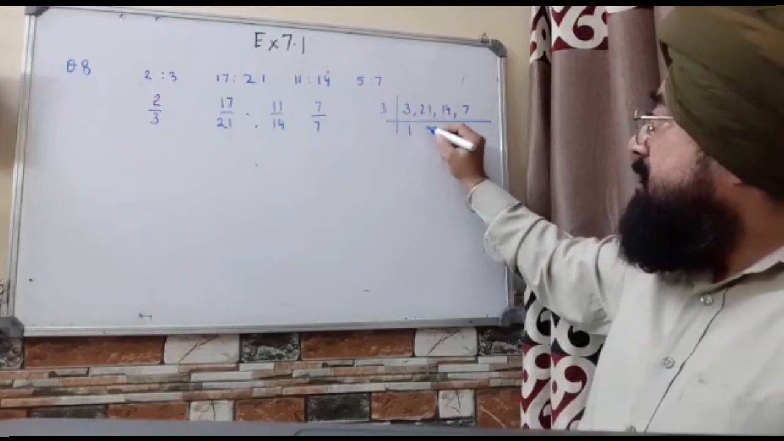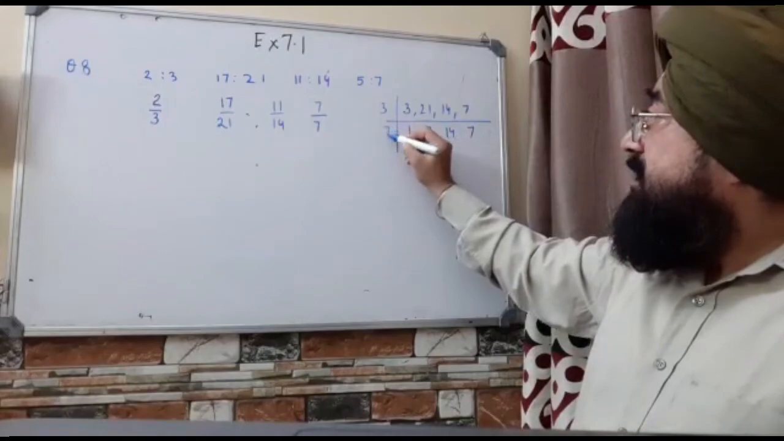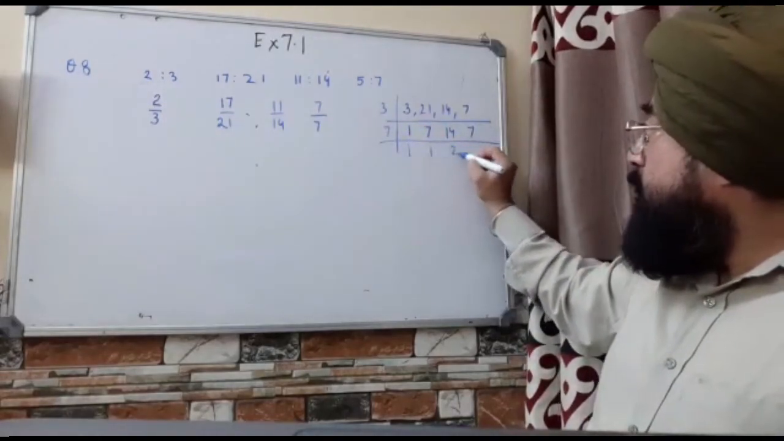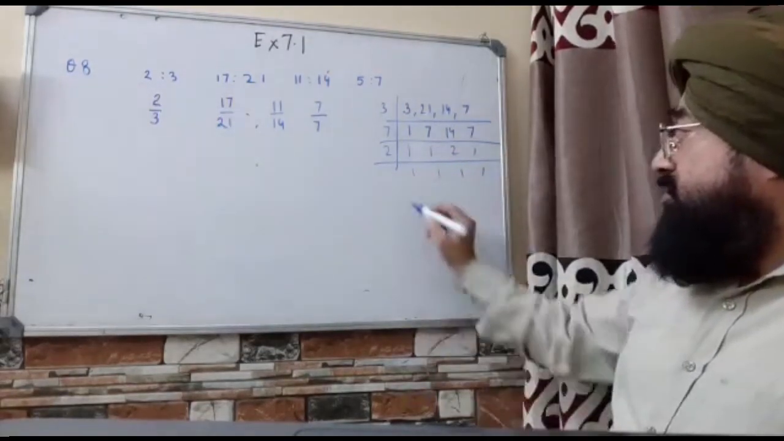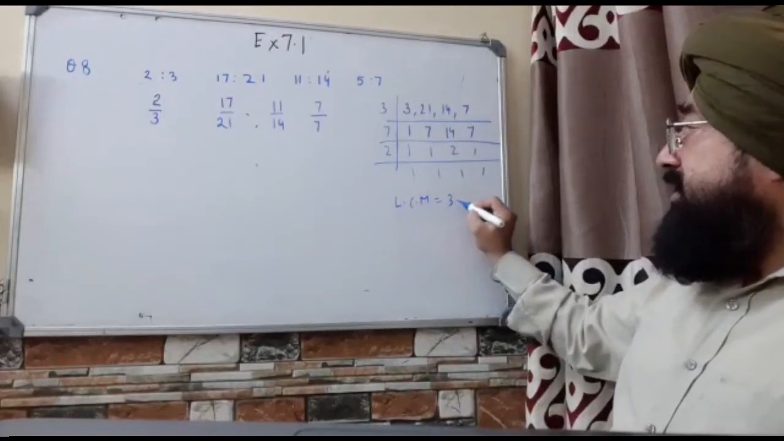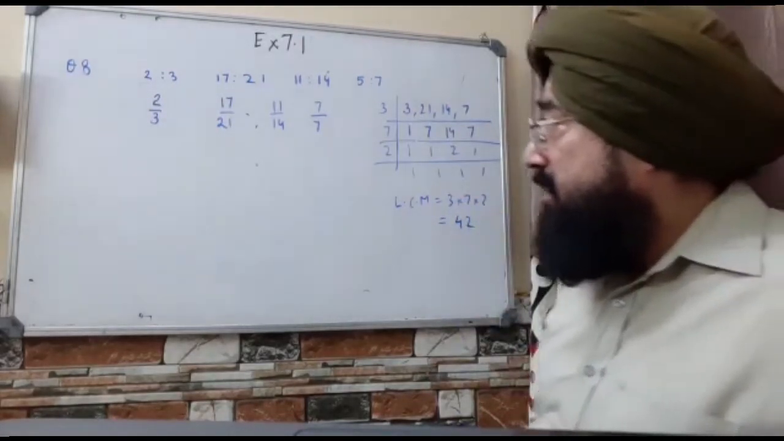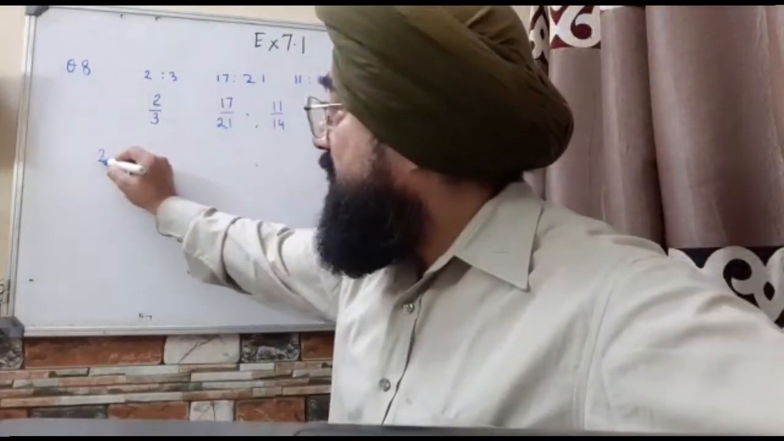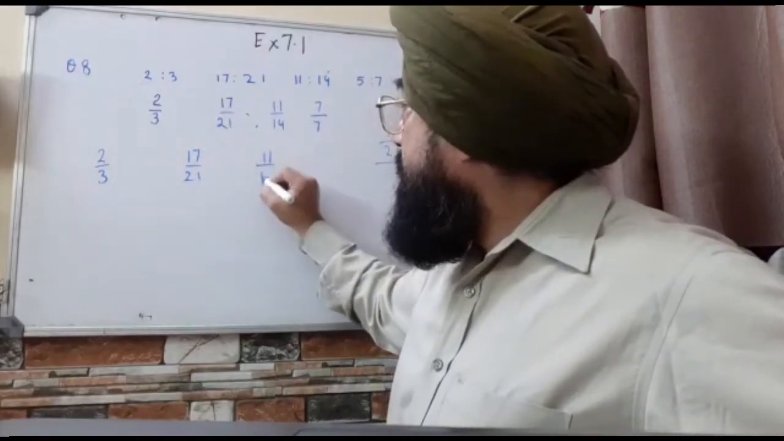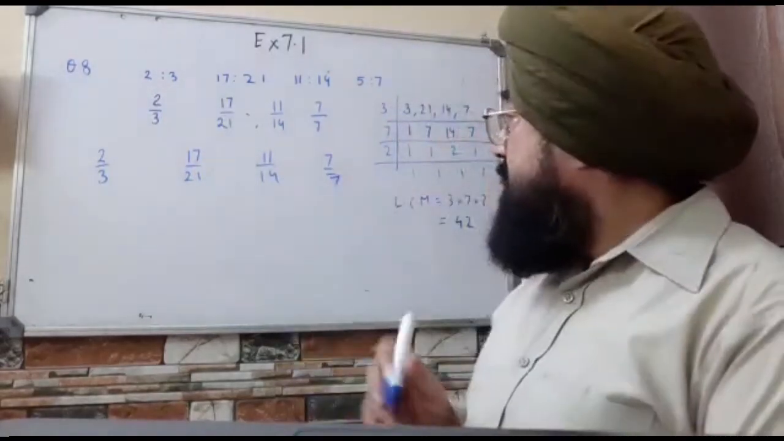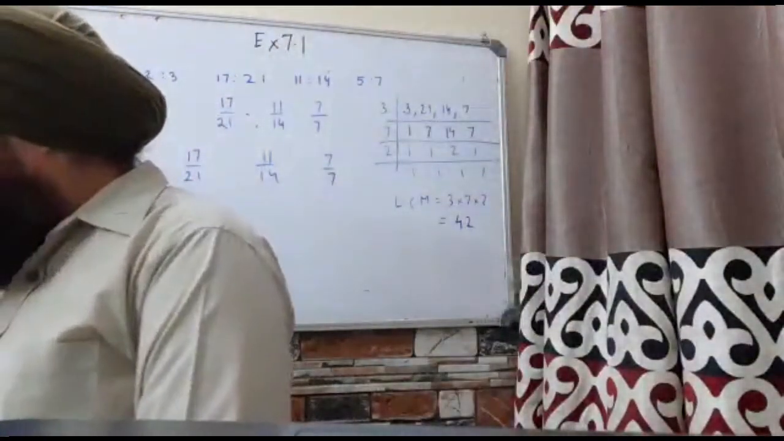So 3, 21, 14, 7 cannot be touched upon, 7 cannot be touched upon. Then 7, 1, 1, 2, 1 and then 2, 1, 1, 1. So LCM becomes 42. 3 into 7 into 2. Yes, you people are correct. It is 42. So to make it 42, these fractions 17 upon 21, 11 upon 14 and 5 upon 7, to make the denominator the same, then only I can compare the numerators.